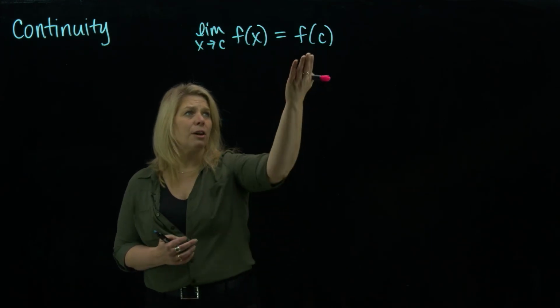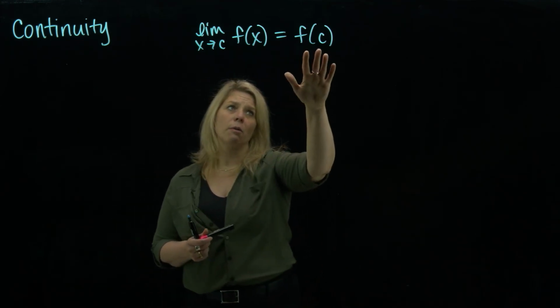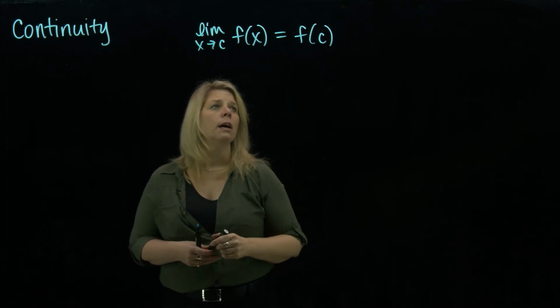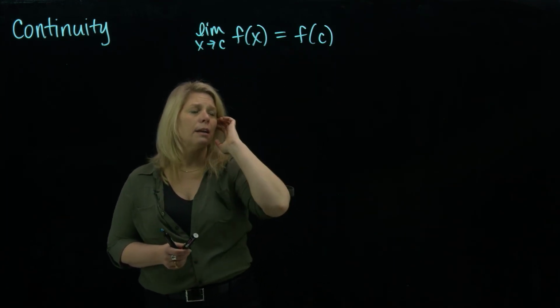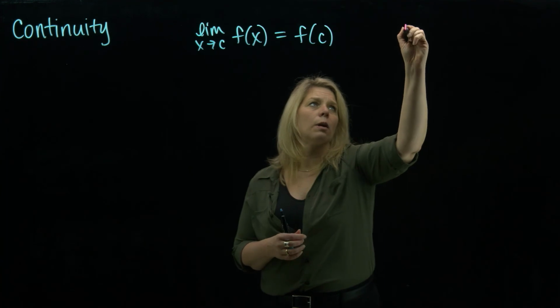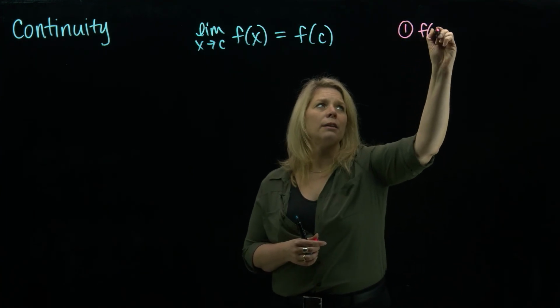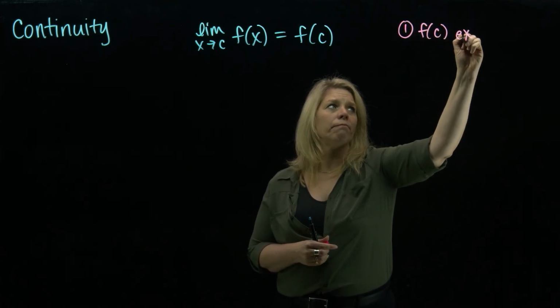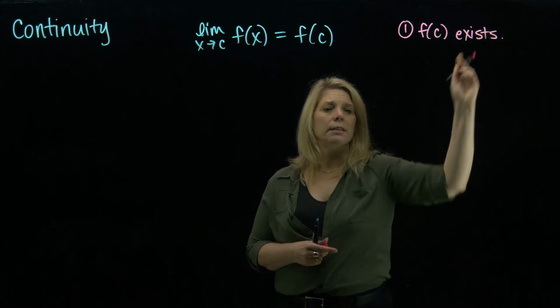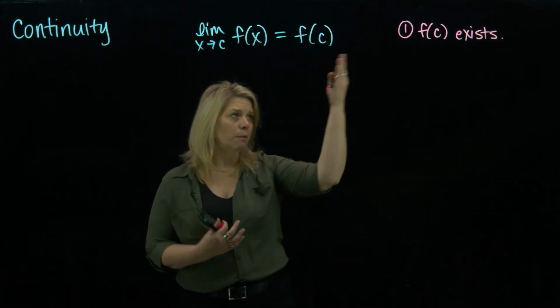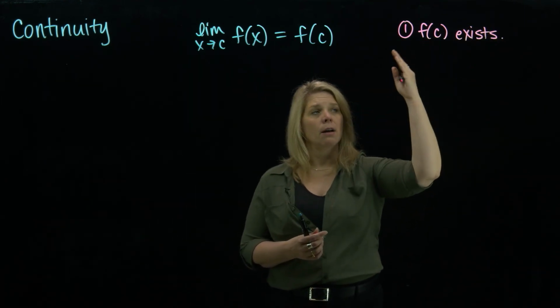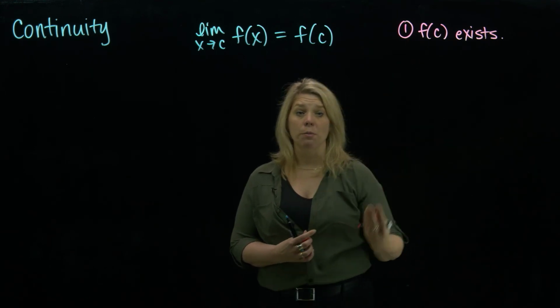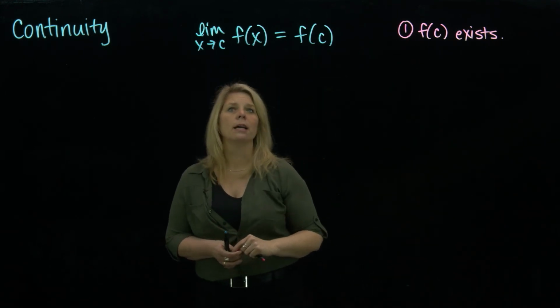So I'm going to start on this side actually, because this is often where continuity is an issue. f of c has to exist. So that's one thing to check. That's really about domain. There has to be an output for that input at x equals c. So x equals c has to be in the domain of the function is one thing to check.